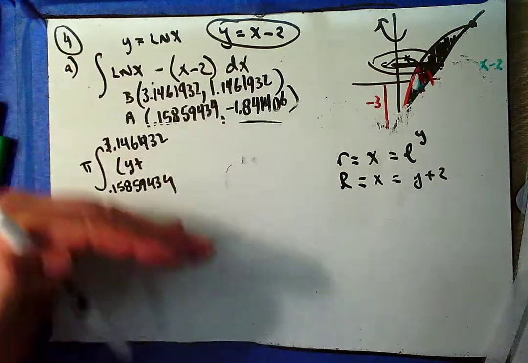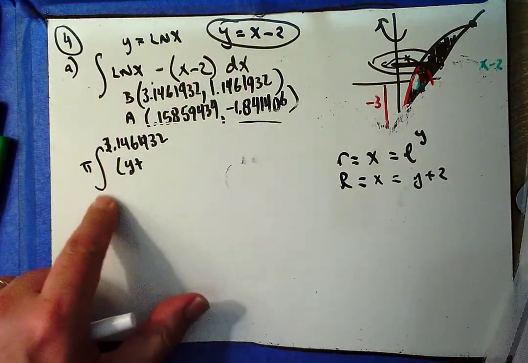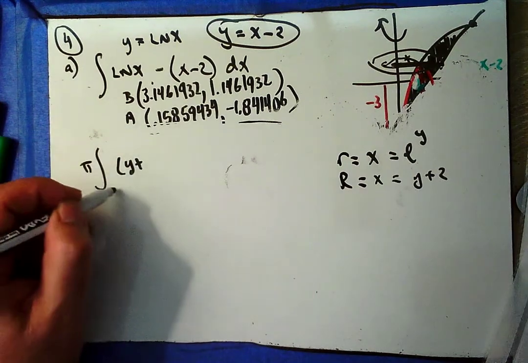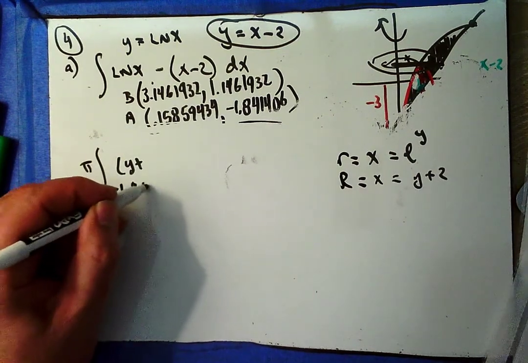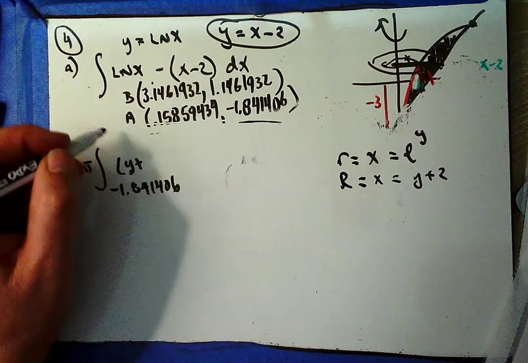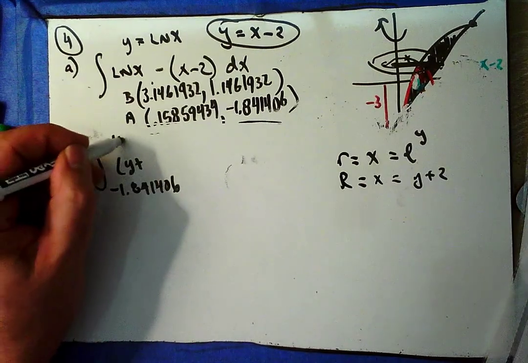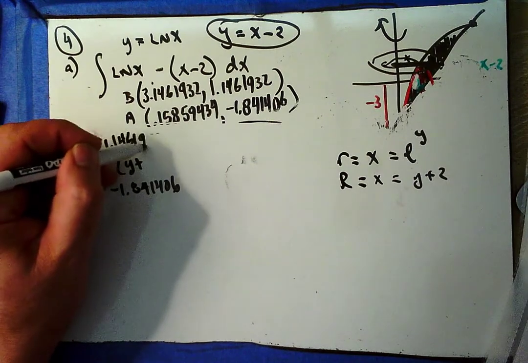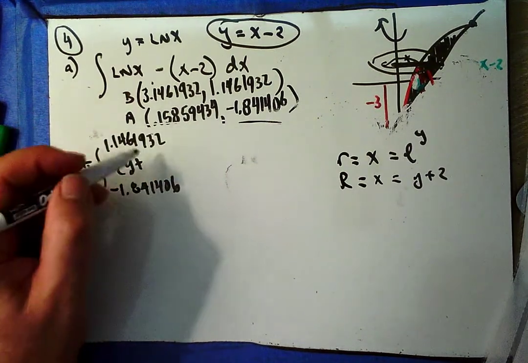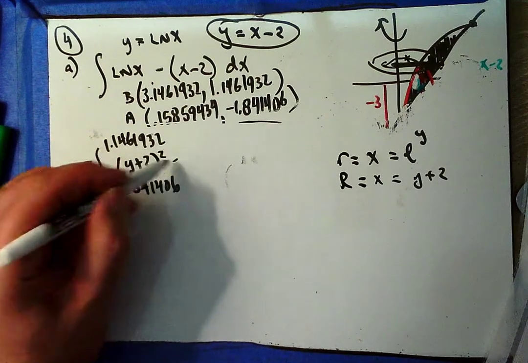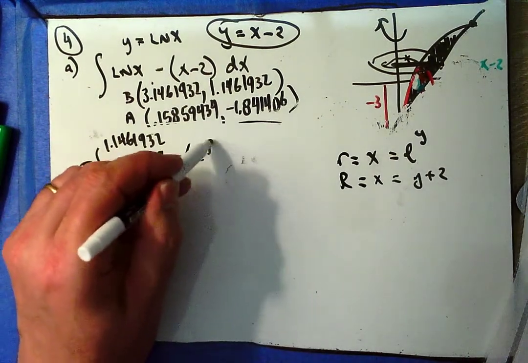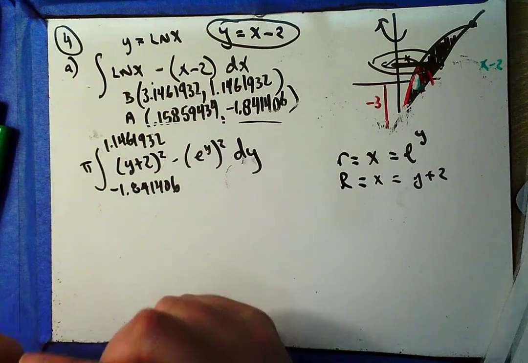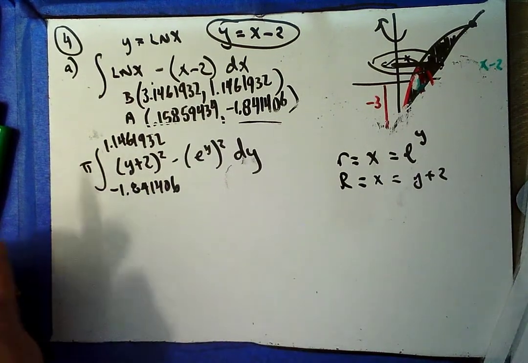We're integrating this way, Mr. Cooper. Why are you putting x bounds on here? I don't know, because I'm an idiot. So I'm going from negative 1.841406 up to 4.61932. Okay, so we've got y plus 2 squared minus e to the y squared dy. Now they don't want me to integrate. They just said write the expression.